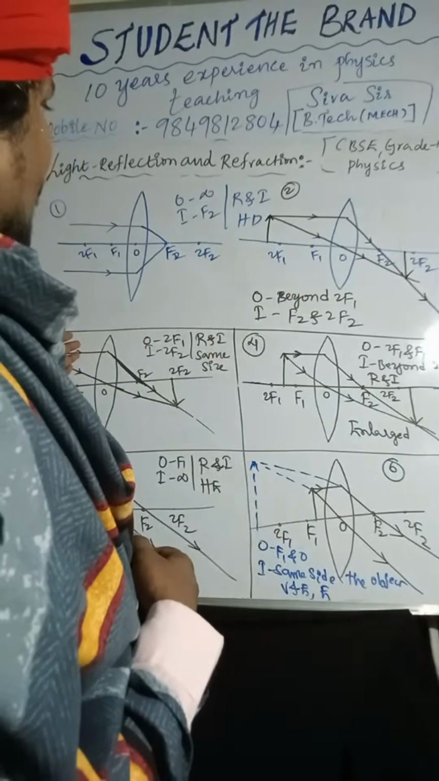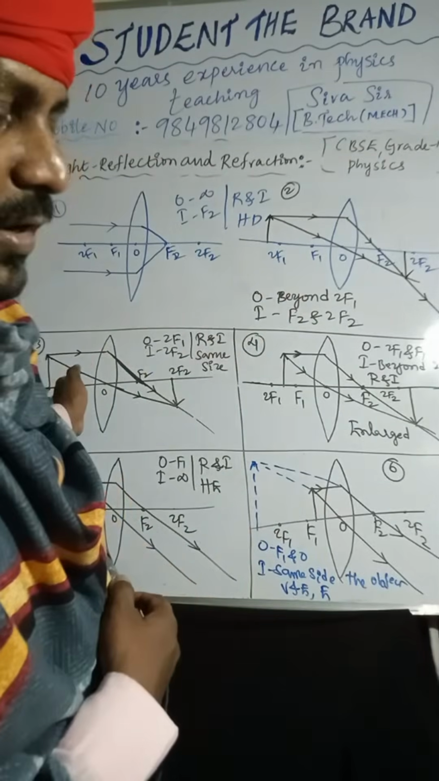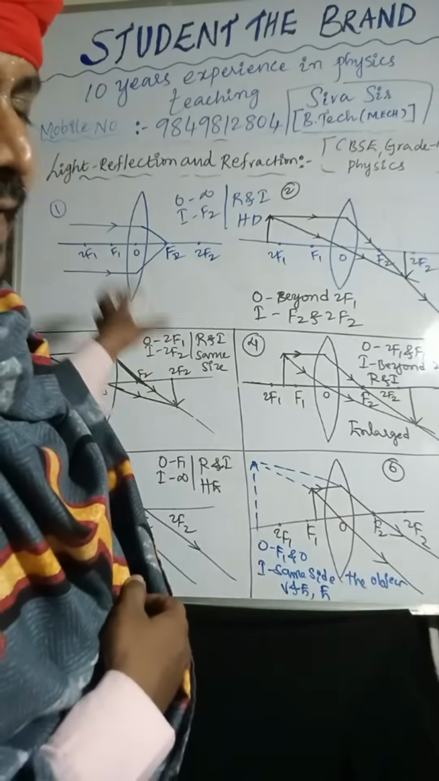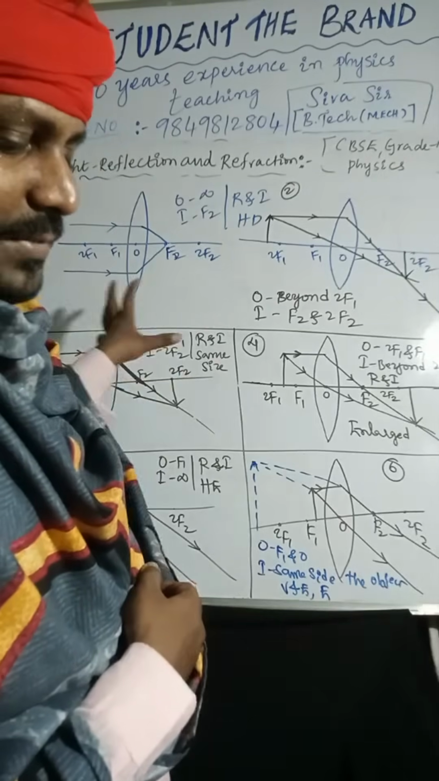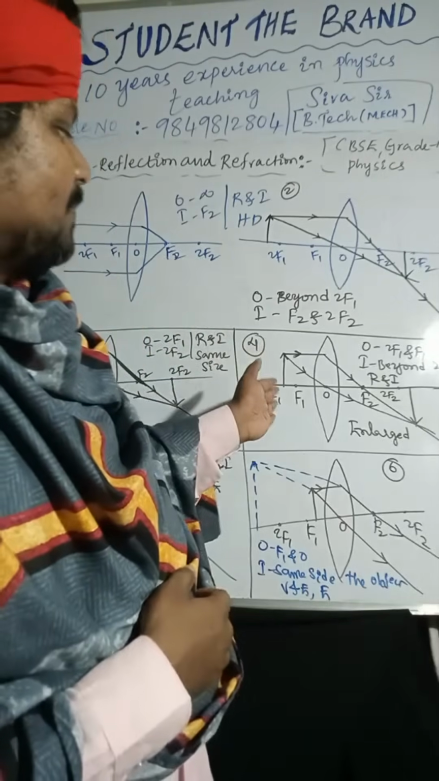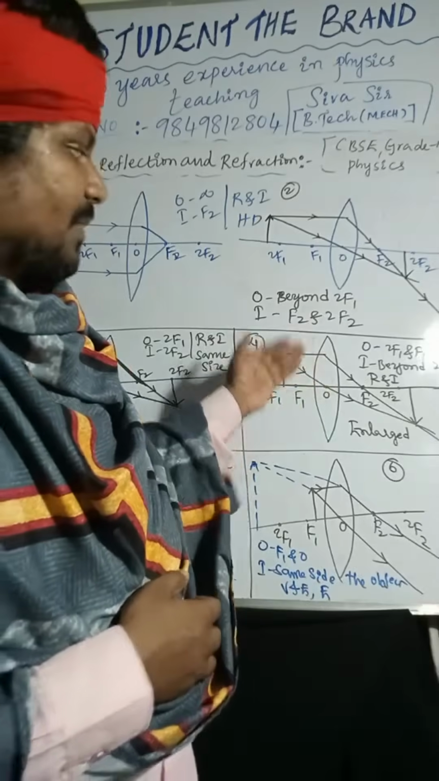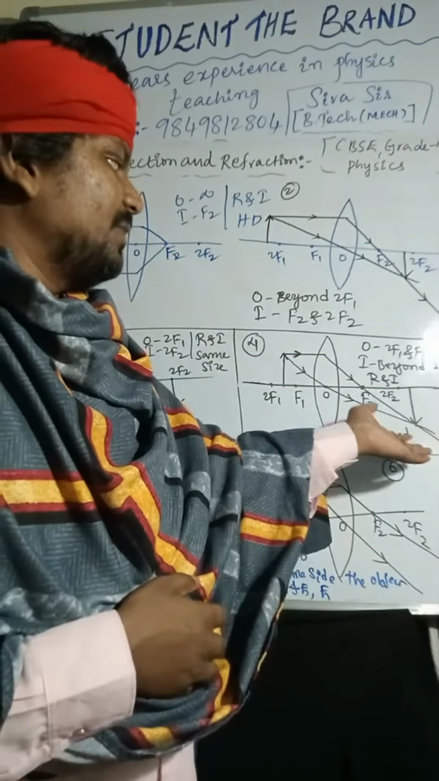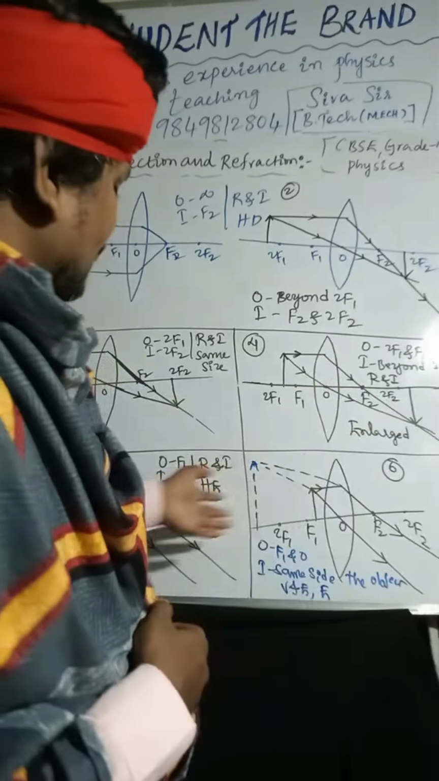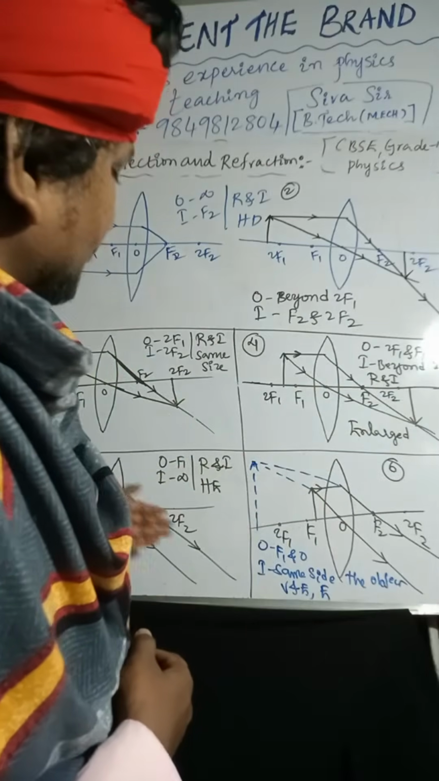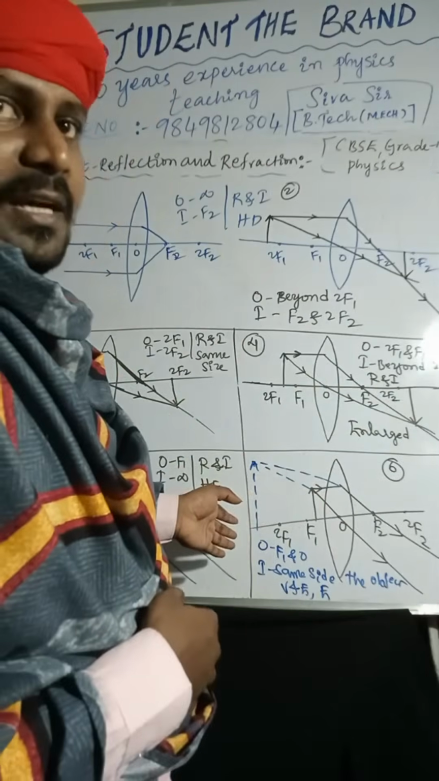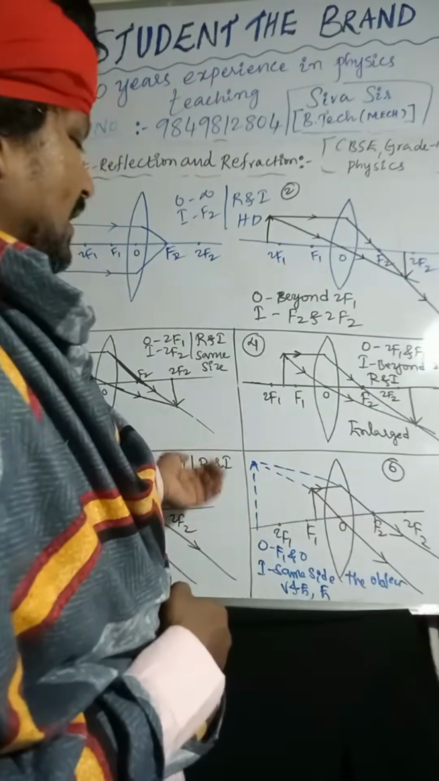Object placed at 2f1, the image will form at 2f2. Nature of the image is real, inverted and same size. Object placed between 2f1 and f1, the image will form beyond 2f2. Nature of the image is real, inverted and enlarged. Object placed at f1, the image will form at infinity. Nature of the image is real, inverted and highly enlarged.